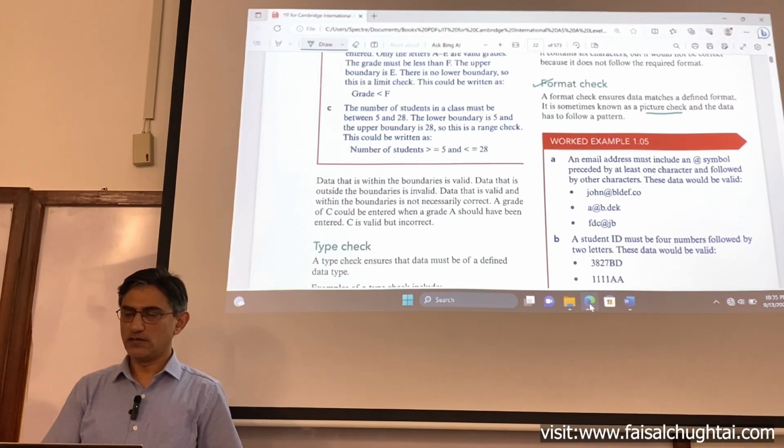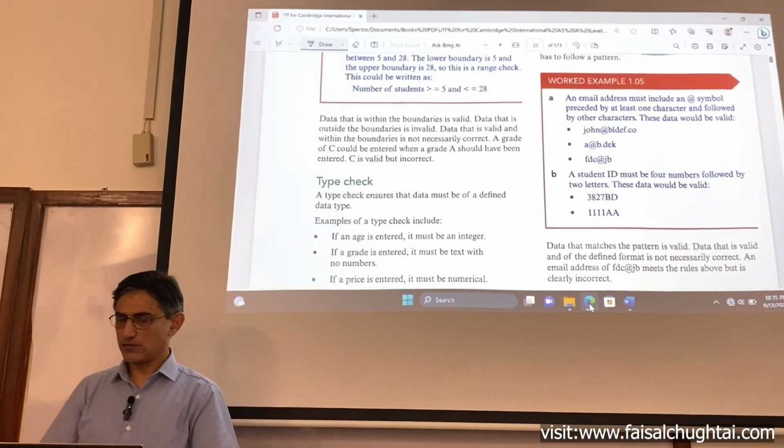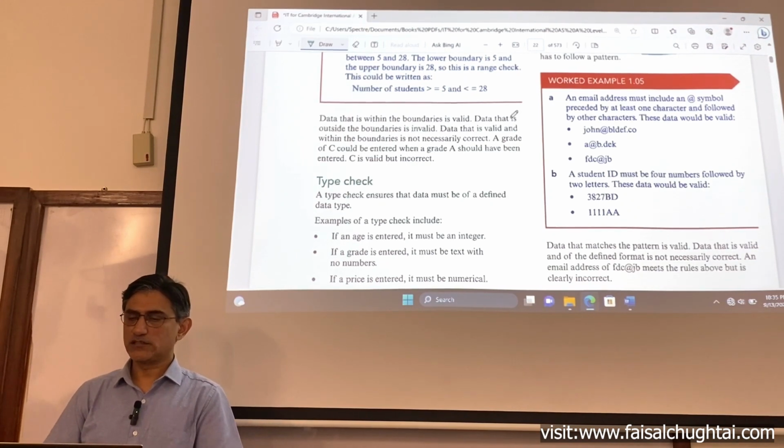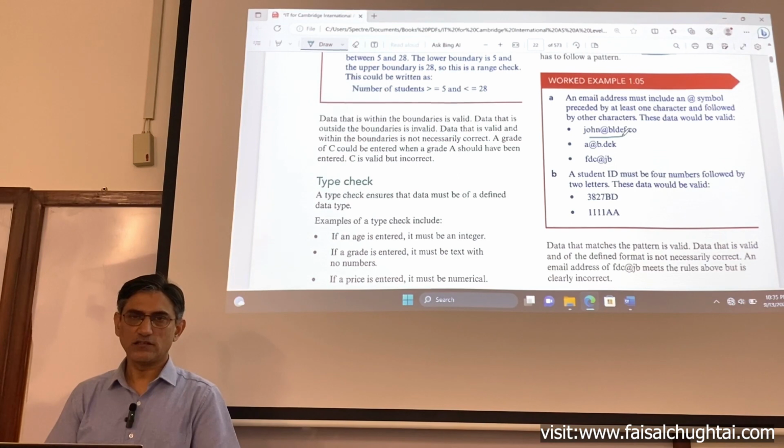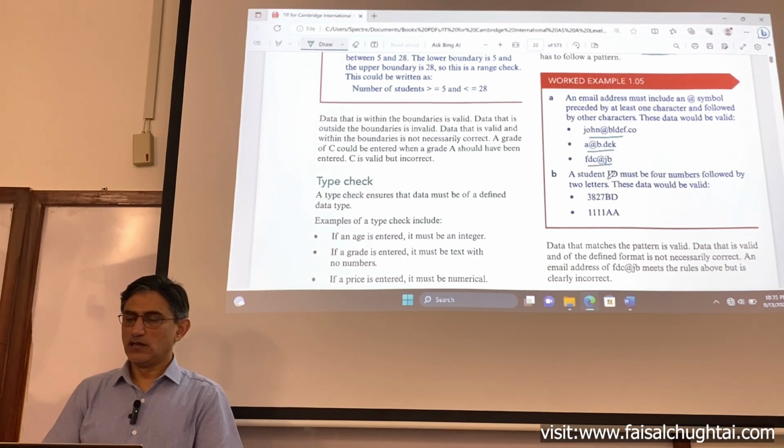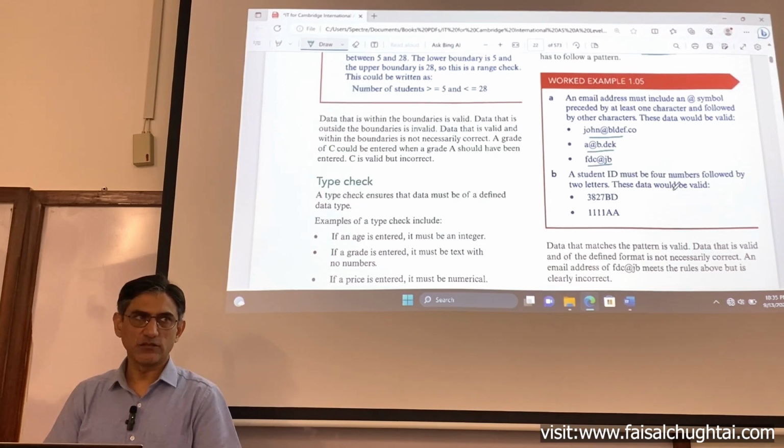Let's see if we have similar examples here as well. So if you have a look at this, an email would have a format like this. So this is correct. There's a format about email. Even this would be correct. This would be correct. Student ID must be 4 numbers followed by 2 letters. If the format is that a student ID must be 4 numbers followed by 2 letters, then can we consider this ID to be correct?